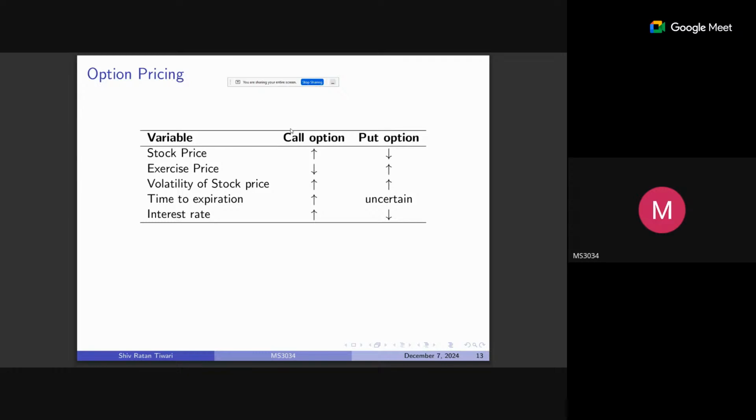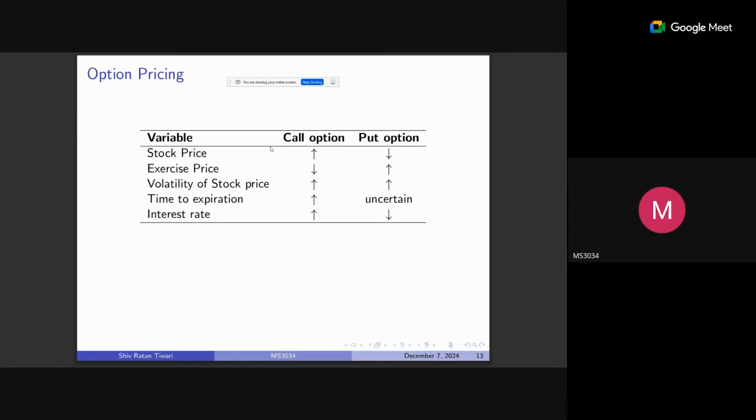There are 5 key variables involved with options. One is the stock price, that is S naught. Second is the exercise price or the strike price, that is X. Then the volatility of stock price, like how variable the stock is in the market. Then time to expiry and interest rates. And here I have defined their relation with call option and put option prices.